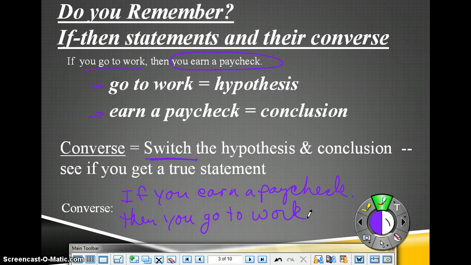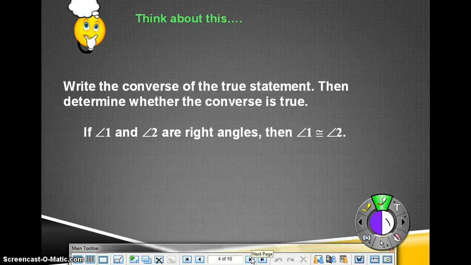And remember, the if is what's first, then is what's second. So this would mean that you've earned a paycheck and now you're going to go to work. That could happen. So think about this one.